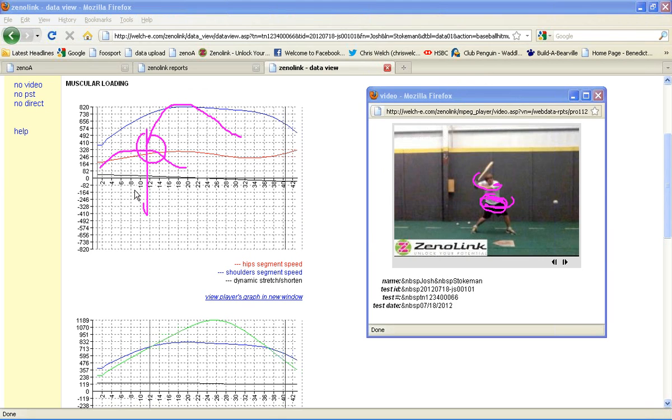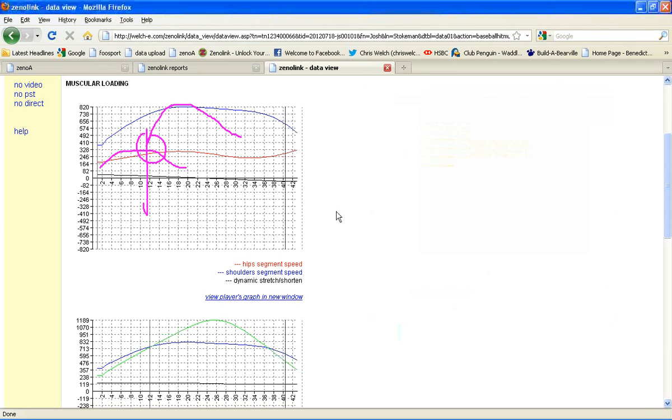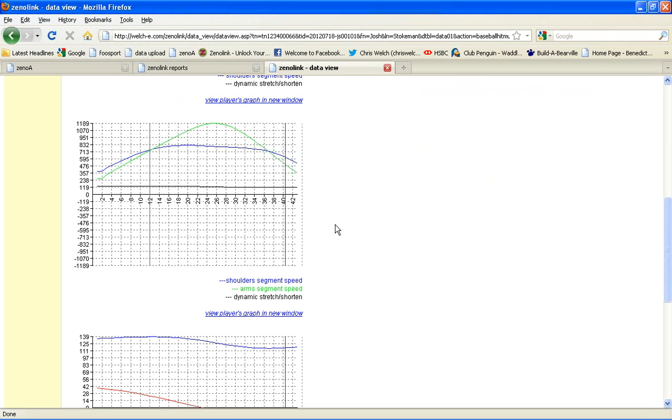And what we see here is mostly just set up, early loading before we really get into acceleration. So we want to improve our core loading dynamic.